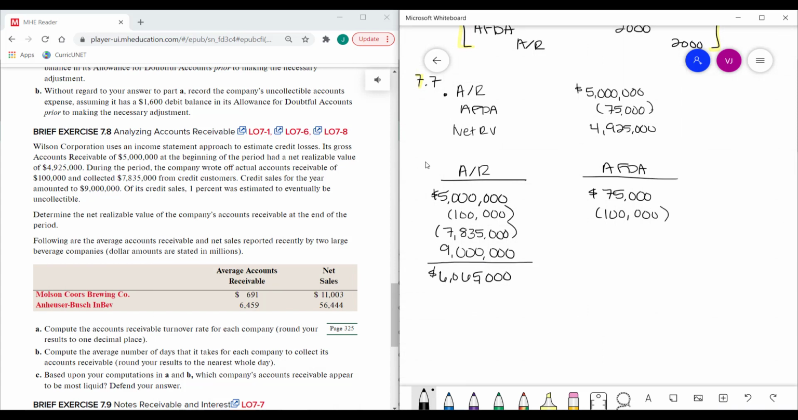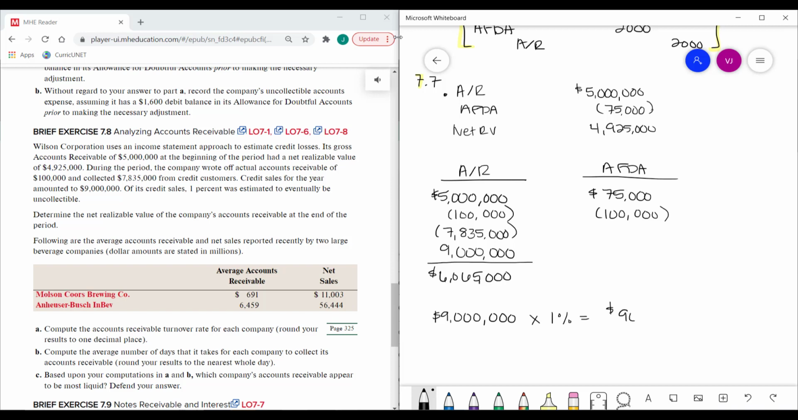They're just giving us a bunch of extra information for us to figure out here. So the allowance for doubtful accounts, we need to top that up for the year, right? Because this year's credit sales alone is $9 million. So under the income statement approach, this is different than the aging method under the balance sheet approach. You look at your credit sales and you take that percentage that is estimated to be uncollectible. So they say that 1% of those credit sales they estimate will eventually be uncollectible. So 1% of 9 million, what is that?